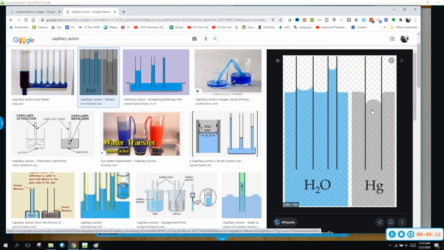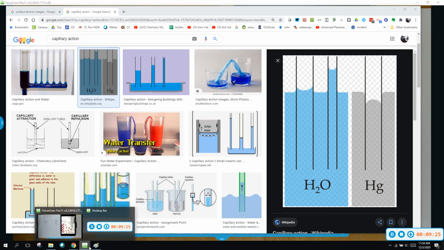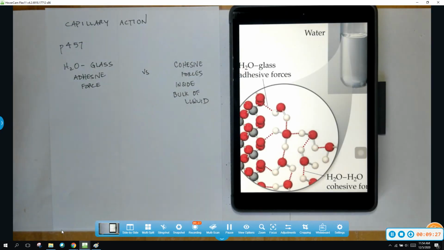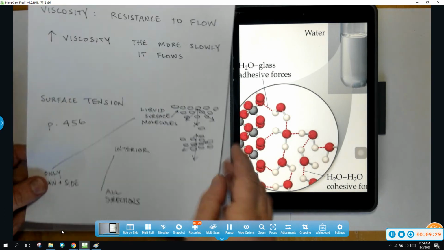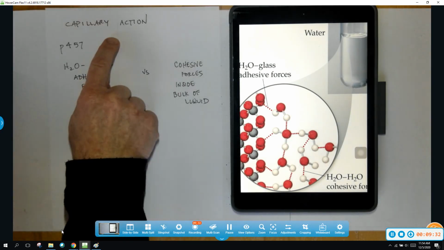So those are our three special properties. Special properties, once again, were viscosity, surface tension, and capillary action.